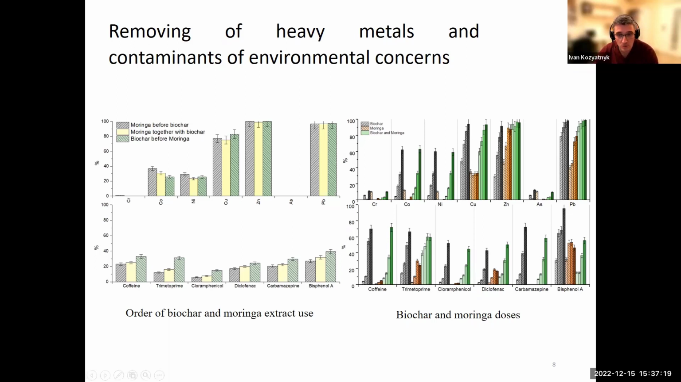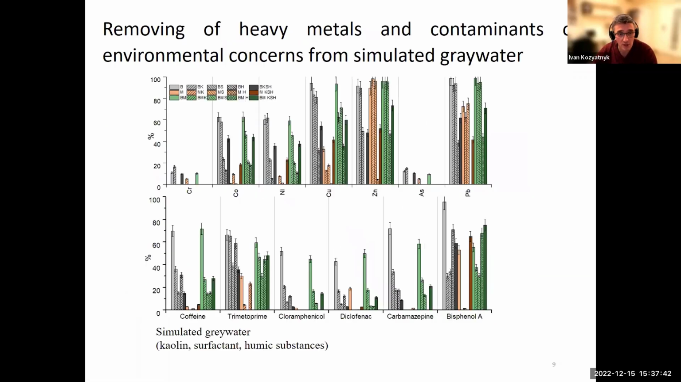For Moringa dosage, it was not that clear. It seems like the highest dosage was not the most preferable, that we can go for a lower dose of Moringa extract and combine them together with biochar.